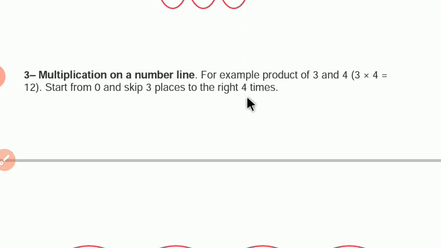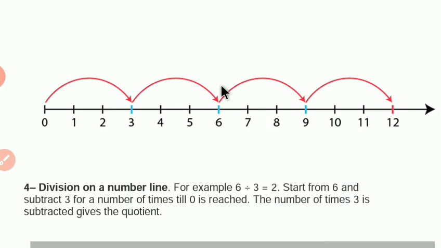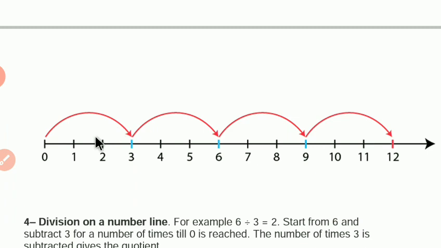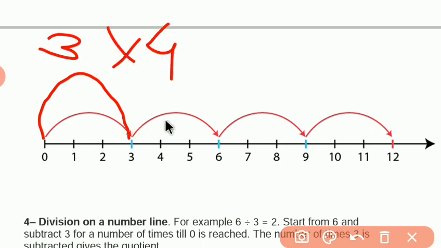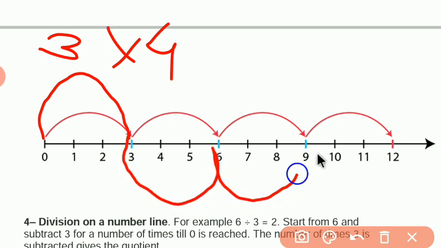Here you can see that we have to multiply 3 how many times? 4 times. So we know that we always start from 0. So 0 to 3, we have to take the difference of 3 numbers, and how many times? 4 times, because it is given that 3 into 4. So 0 to 3 is 1 time, then again we'll take the difference of 3 numbers, 2, then 3 and 4. So you can see that we get the answer 12.